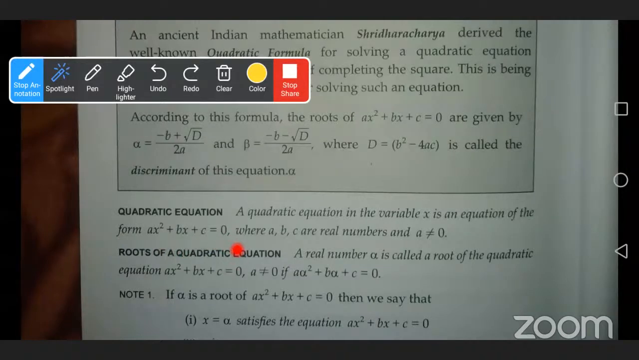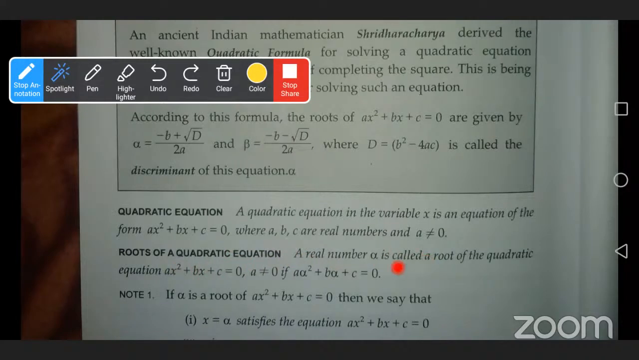And how will you identify a quadratic equation? It must have the highest power as 2 only, then it is in the form of a quadratic equation. So now, roots of a quadratic equation.